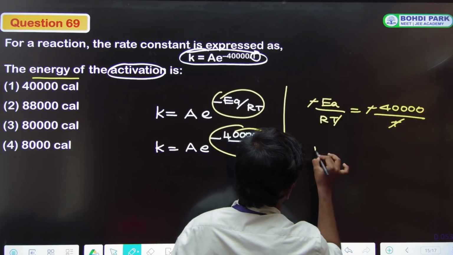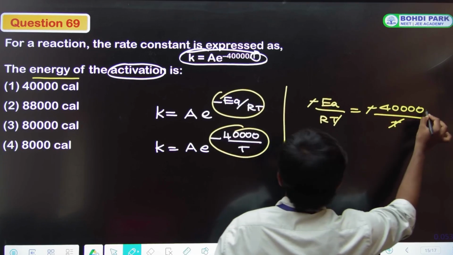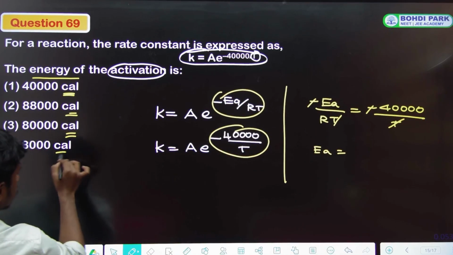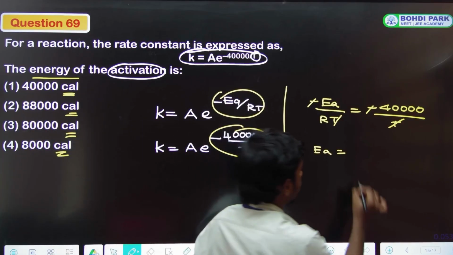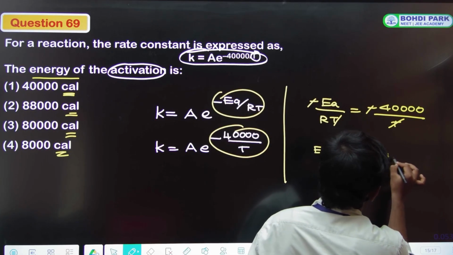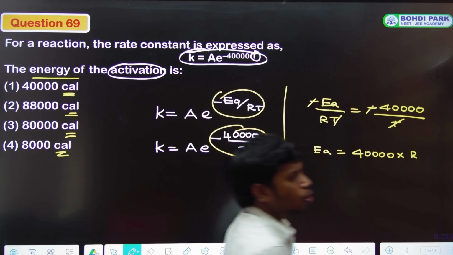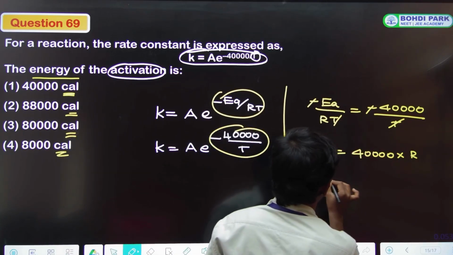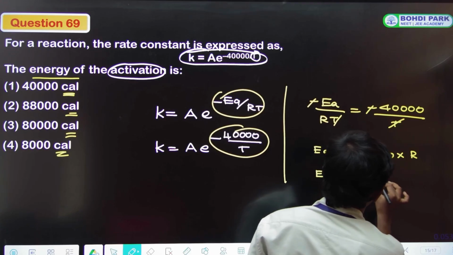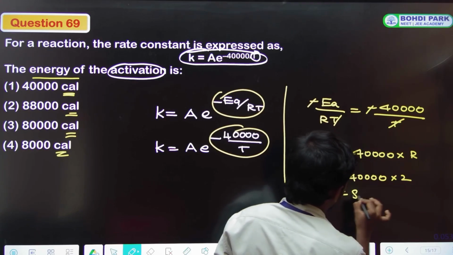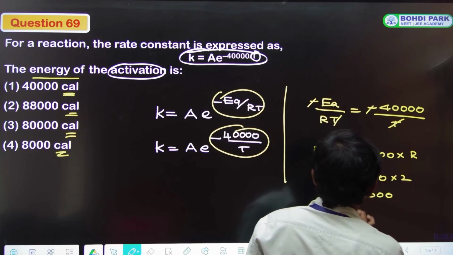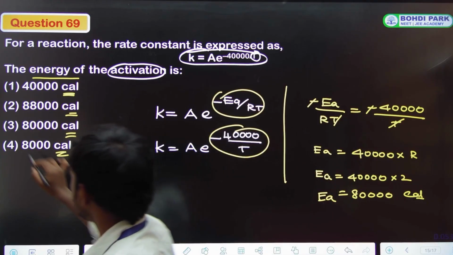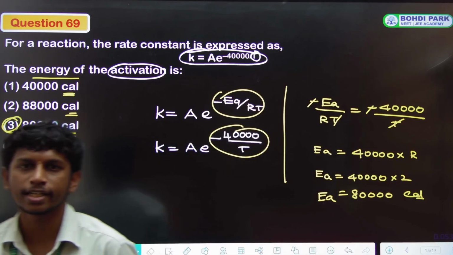Minus minus cancel. So Ea is equal to, they are asking in calories. Keep this one in your memory. So 40,000 into R. R in calories we can mention as 2 calories. So Ea is equal to 40,000 into 2. We can write 80,000 as the activation energy. So 80,000 calories is the activation energy. Option C is our correct answer.